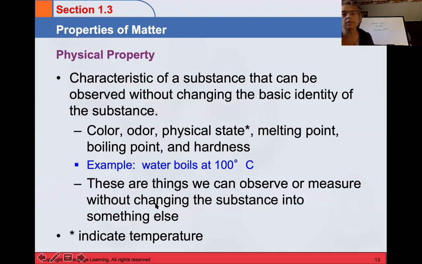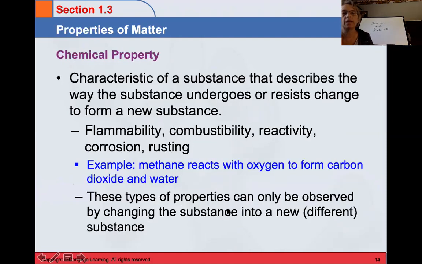So unlike a physical property, where we can measure it without changing the substance into something else, the only way to determine a chemical property is to form a completely new and different substance. If you want to know if something is combustible, you have to burn it. But by doing that, you turn that substance into two completely new and different products.